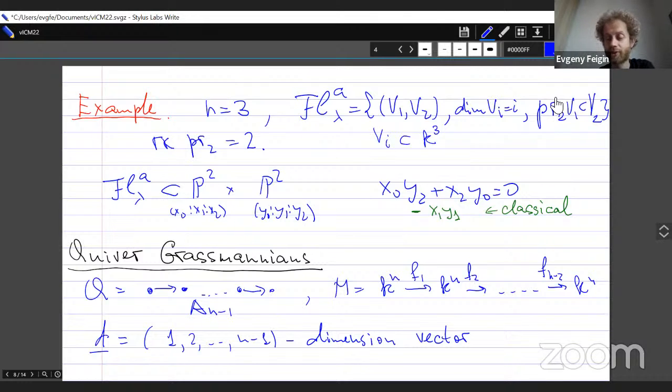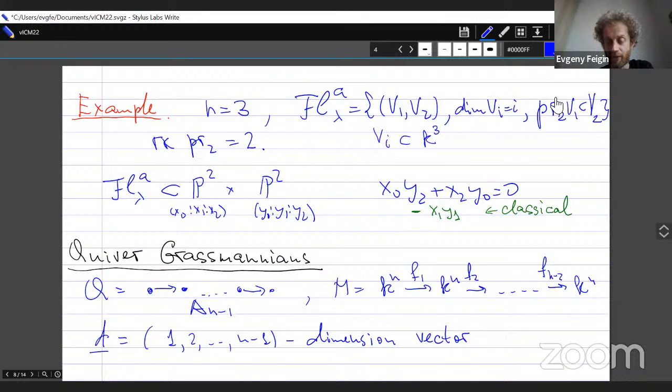So how to describe this variety in a more concrete way? Since V1 and V2 are subspaces in a three-dimensional space, one of them one-dimensional, another two-dimensional, both are elements of P2, the projective plane. Let us denote by x0, x1, x2 the coordinates in the first P2, and y0, y1, y2 the coordinates in the second P2. Then this FL lambda A is cut out by a single relation, x0 y2 plus x2 y0 equals 0.